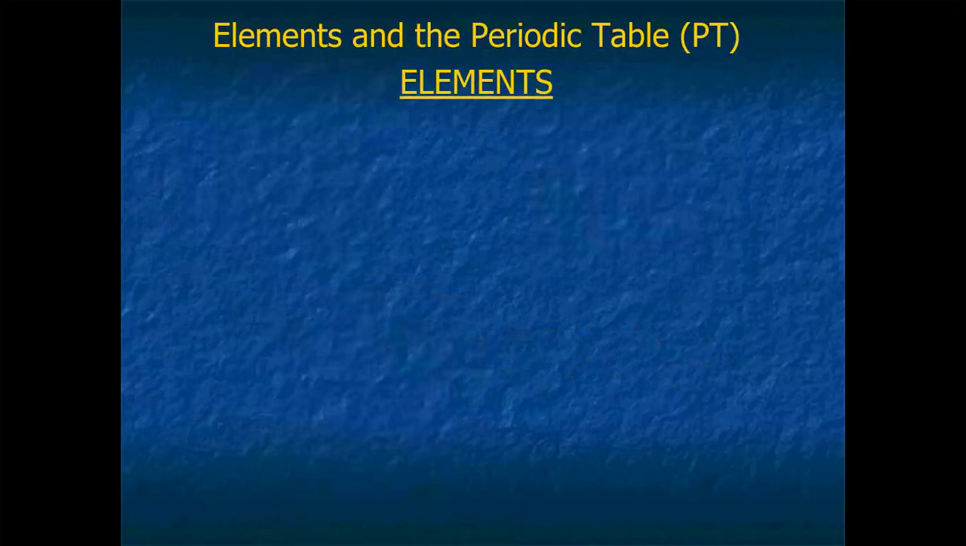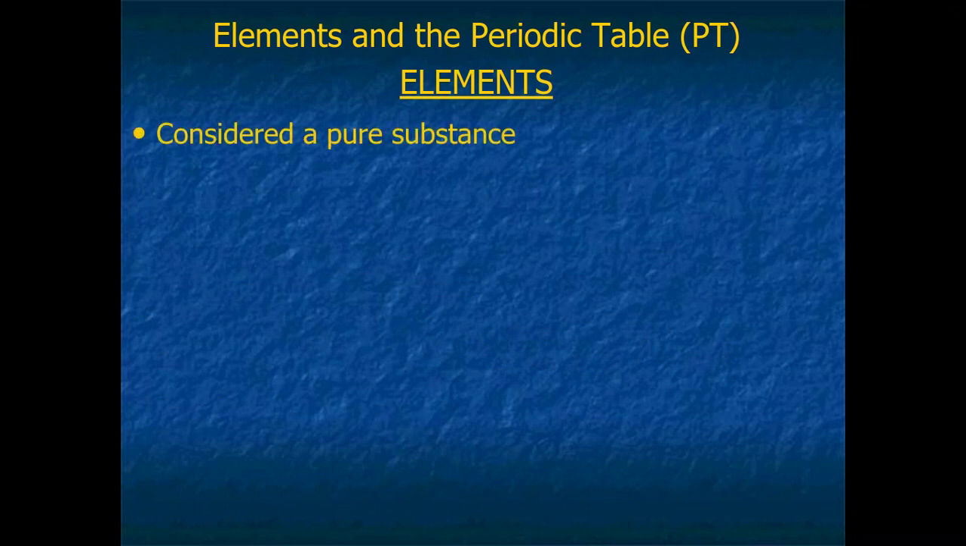So let's shift gears and jump up now to take a look at elements and how elements relate to the periodic table. PT here means periodic table. So if we look at elements, most folks in their high school science classes or high school chemistry classes have learned that an element is considered a pure substance. And so we're going to develop that a little bit and look at why it's called a pure substance. But again, all elements on the periodic table are considered pure substances.